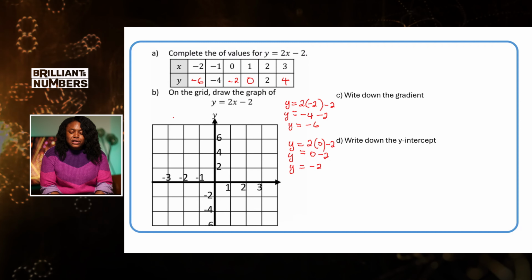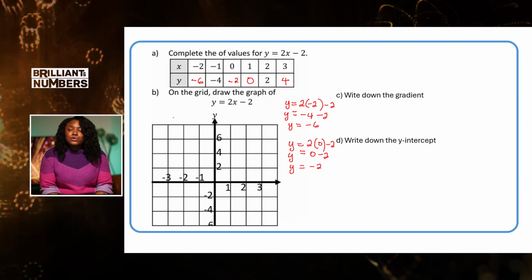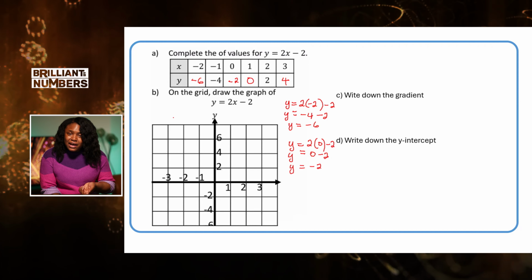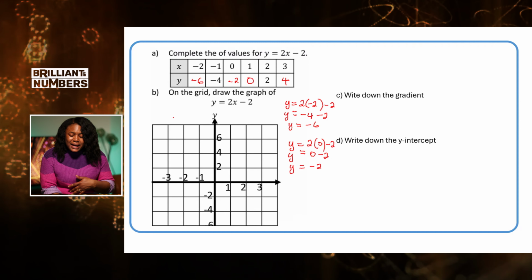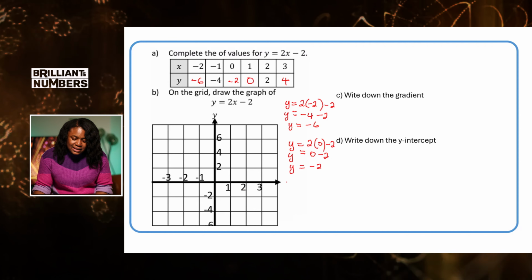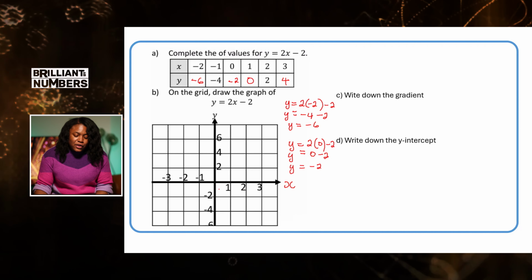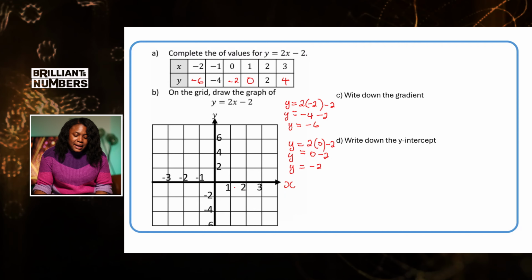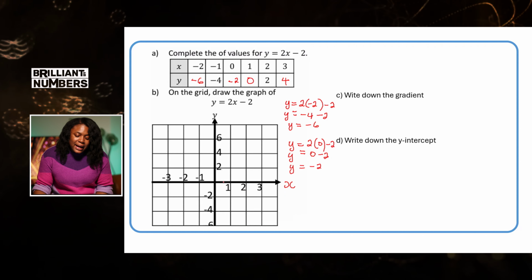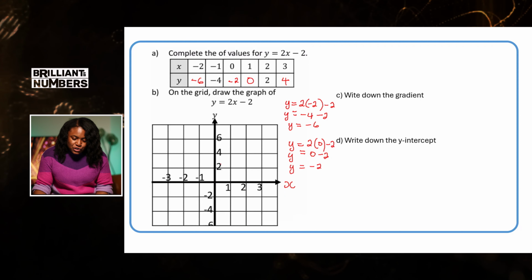It says on the grid, draw the graph of y equals 2x minus 2. Always pay attention to the scale that you are given. Don't just go ahead and plot. We can see here that on the x-axis, let's label that, on the x-axis we're going up in terms of 1 unit, but on the y-axis we're going up in 2s.